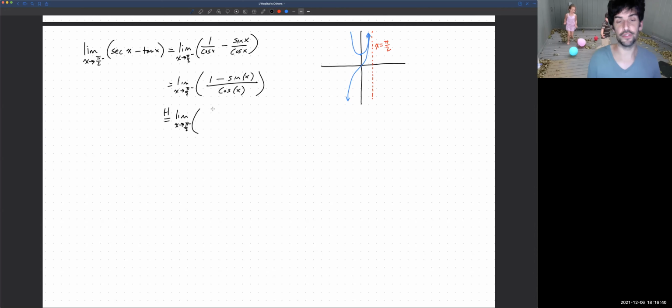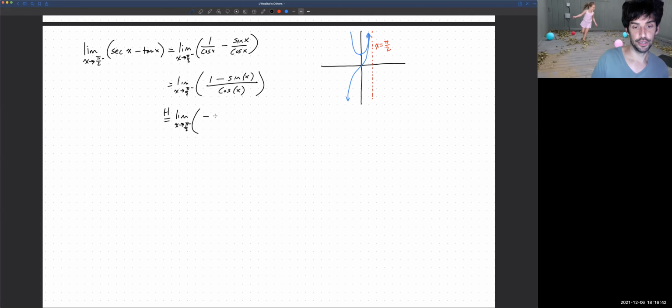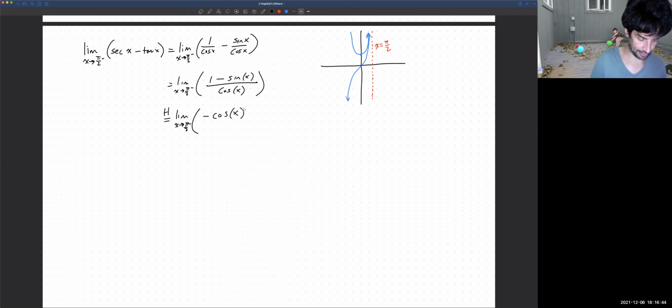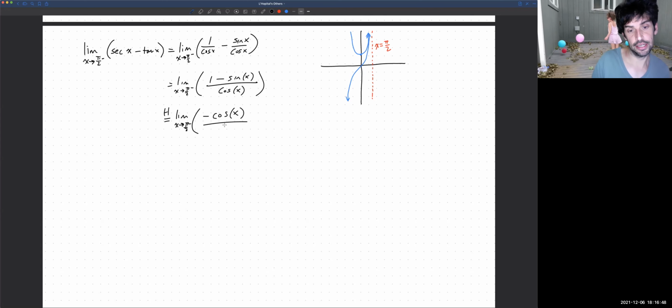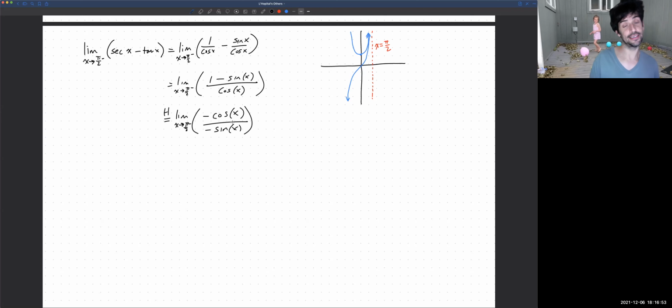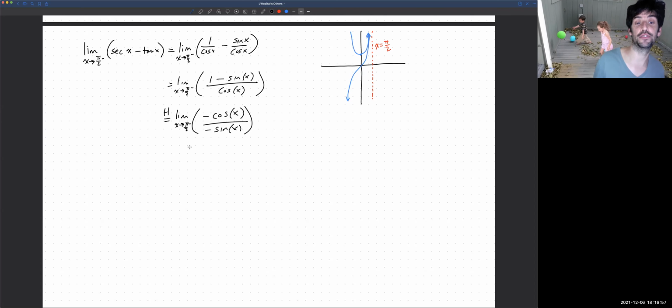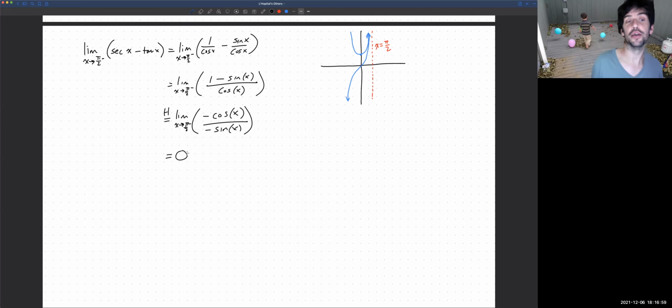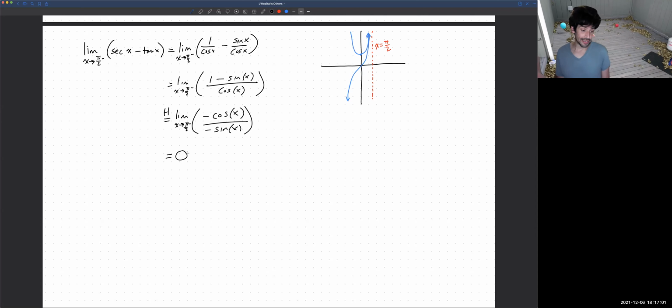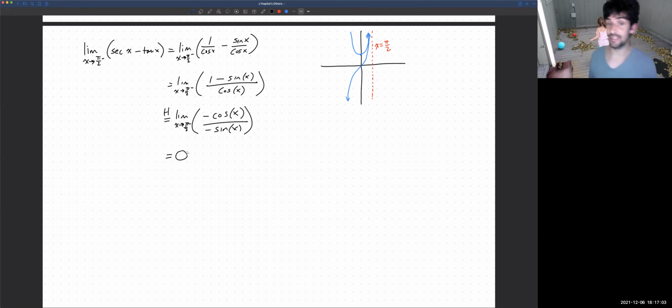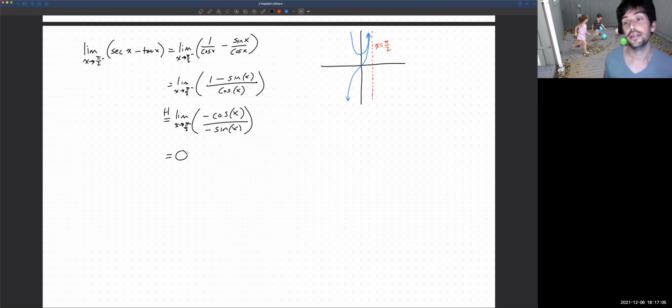Take the derivative of the top, I get negative cosine of x. In the denominator, I get negative sine of x. And now I can take this limit. Cosine of pi over 2 is 0, sine of pi over 2 is 1, and so we end up with a limit of 0. So in this case, it happened to be 0, but it did not have to be.